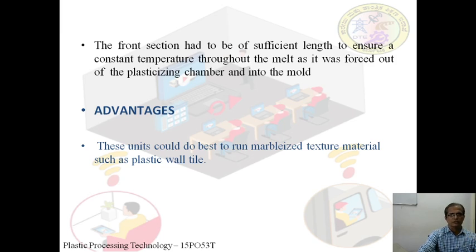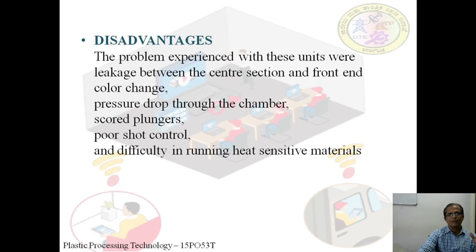What are the advantages of this machine? This type of machine is the best for running bulky structure material such as plastic wall, etc. But more sophisticated and discrete parts cannot be produced by this ram type of machine. In the ram type machine, there will sometimes be a leakage of material and the color will not be mixed properly. Pressure drop will be there and poor shot control. We cannot adjust the proper shot weight, and there is difficulty in running heat sensitive materials.